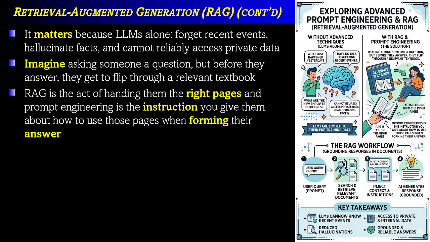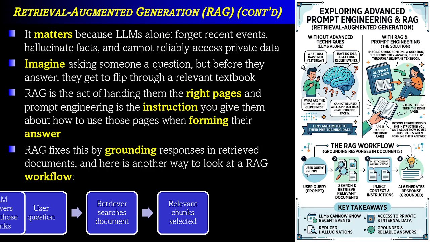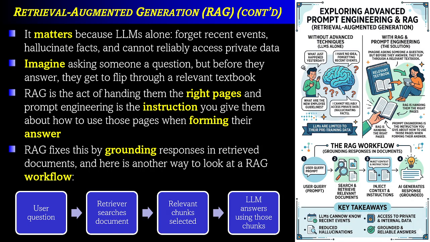Imagine, for example, as an analogy, asking someone a question, but before they answer, they get to flip through a relevant textbook. RAG is the act of handing them the right pages, and prompt engineering is giving them the right instruction about how to use those pages when they form their answer. RAG fixes all of this by grounding the responses in retrieved documents. Here's another way you could look at it. The user asks a question, the retriever searches the document, relevant chunks are selected from that document, and the LLM answers using the chunks it retrieved from the document.